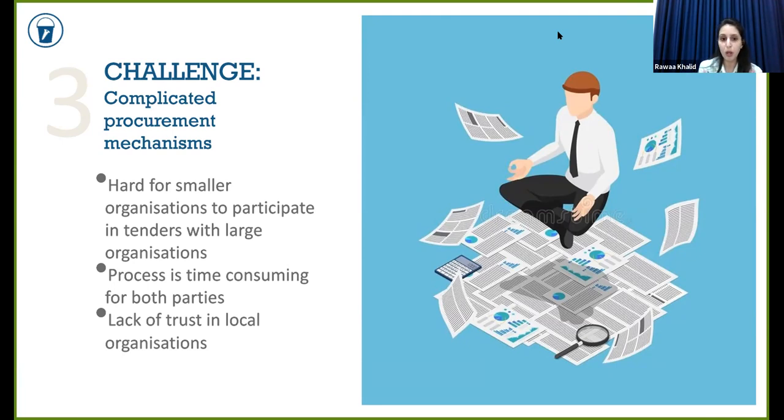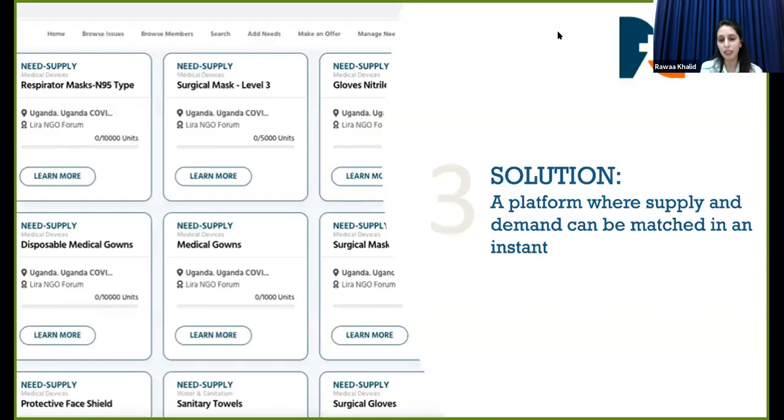to have our own platform where both the supply and the demand can be matched. So for example, each organization gets into this platform and puts in their needs: I need 10,000 face shields in some area. So what we are doing here is looking for the nearest manufacturer who can supply and fulfill these needs.